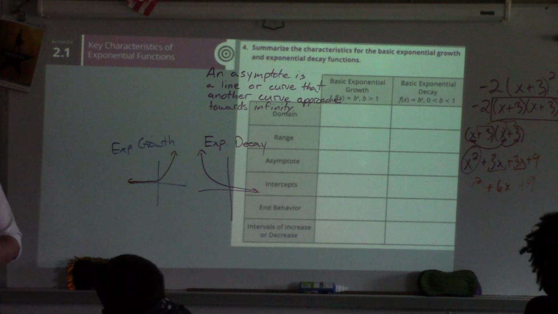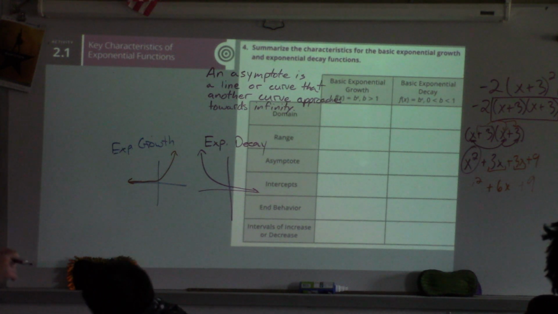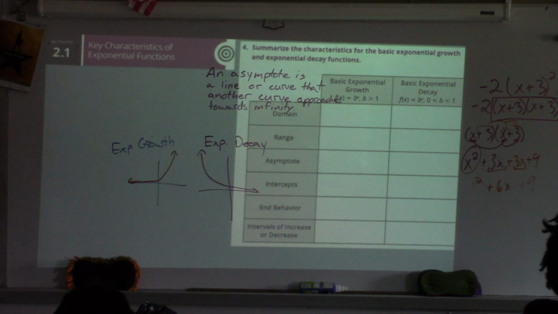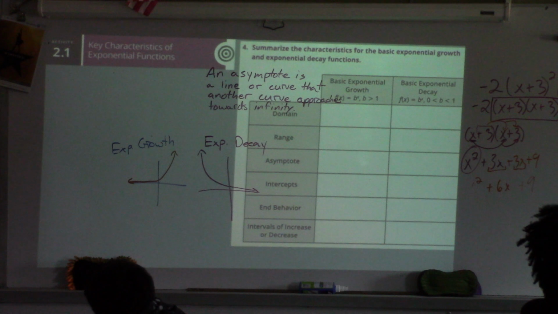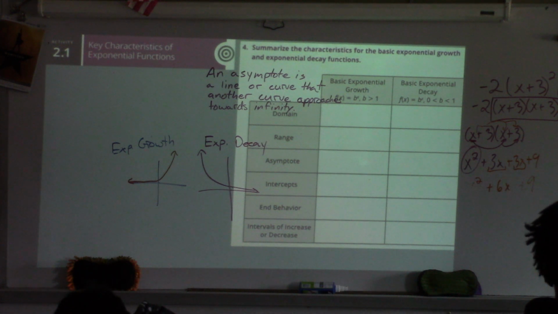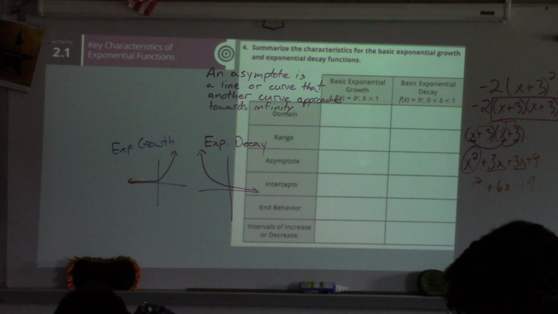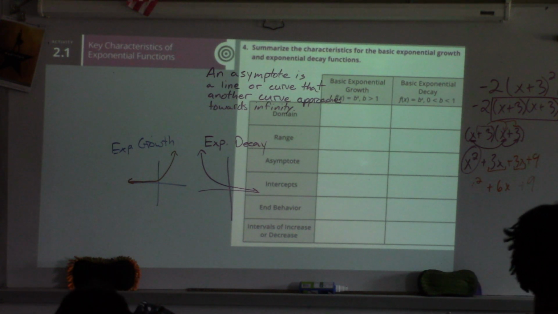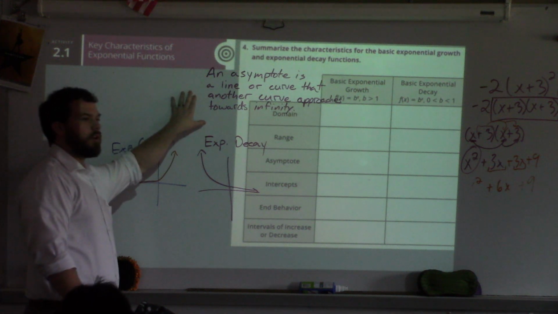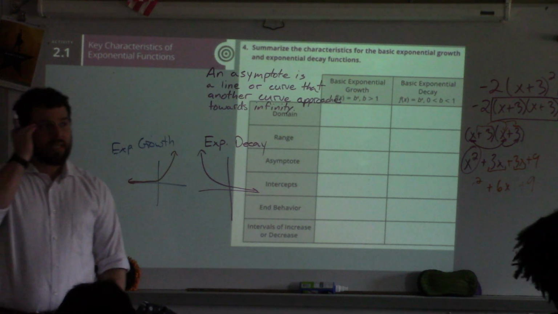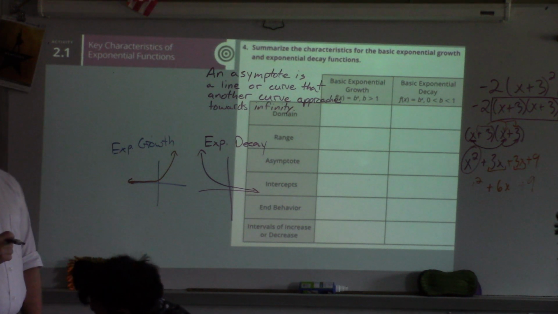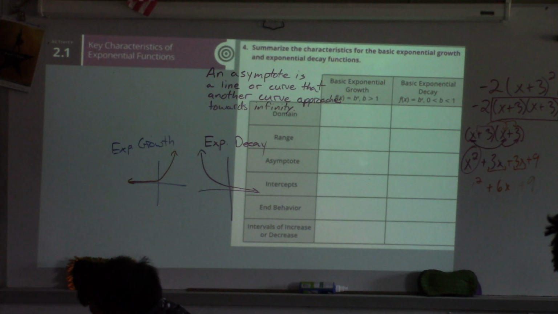So, what representation would you need to look at to identify an asymptote? A graph. That's important to notice. We're talking about lines and curves up here, right? So to be able to see those asymptotes, you've got to graph it.